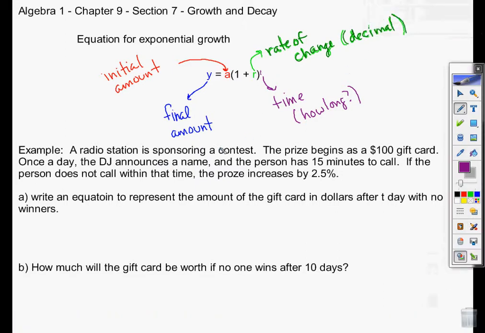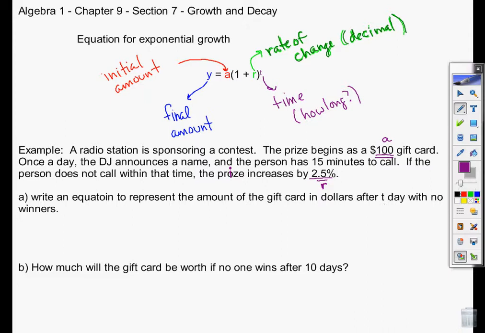Okay, so we have a radio station sponsoring a contest. The prize begins as a $100 gift card. Begins. So this would be A. Once a day, a DJ announces a name, and the person has 15 minutes to call. If they don't call within that time, the prize increases by 2.5%. So this 2.5%, that's the rate, so that's R.